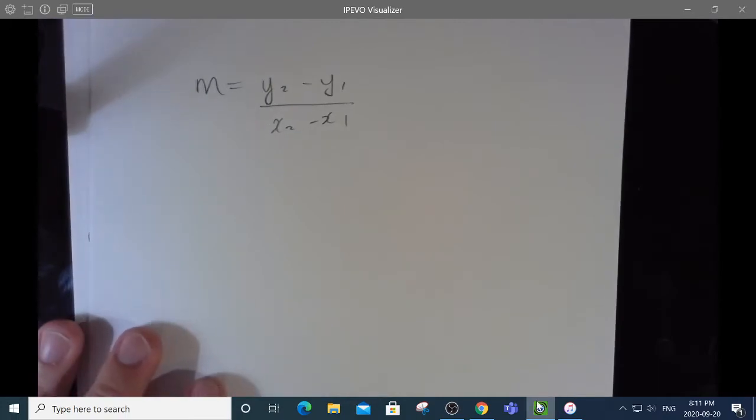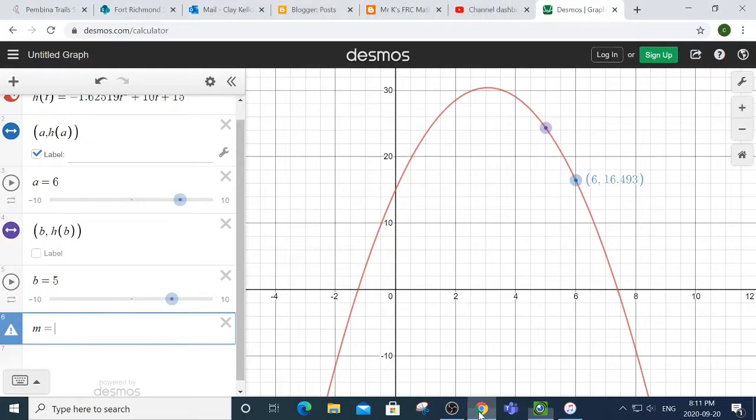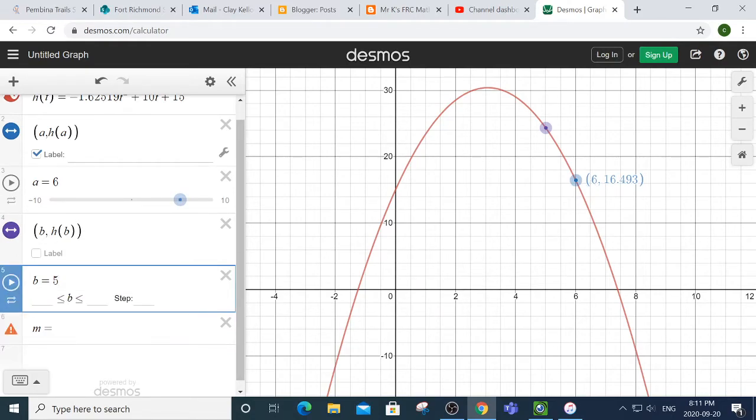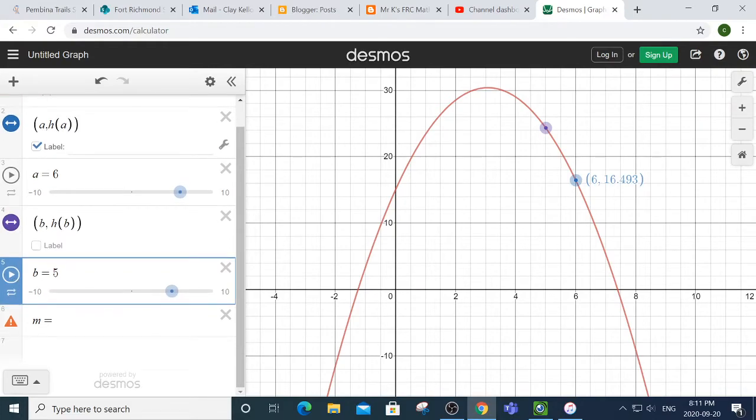So now, oops, sorry, I'm not on the screen. There we go. So now look at Desmos. This would be y2. This would be y1. I guess I didn't tell it to label it. Let's see, go back. Label. There we go. So this would be y2, this would be y1. I could run that through my calculator if I wanted to. 6 minus 5 is 1. The denominator is nice and easy at least. But I can get Desmos to do that for me.